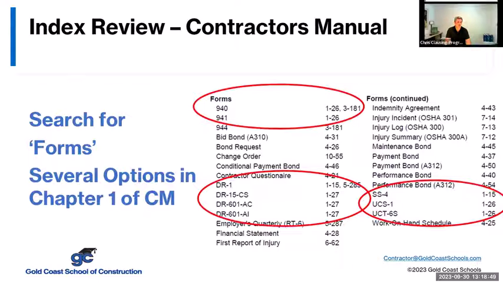Search for forms. This is a really important keyword. Forms is all the forms listed that are referenced throughout the book. So there's quite a few out of chapter 1, but you'll see also forms out of various other chapters here. This is a very, very important keyword, in my opinion. So you want to make sure that you know where forms is located in the index.